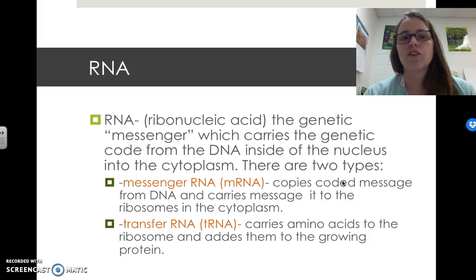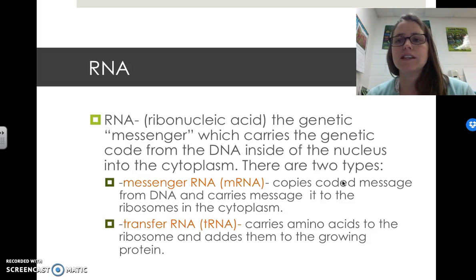RNA. So this is something you've probably heard of. I think I've mentioned it a couple of times. But RNA is called ribonucleic acid, unlike DNA, which is deoxyribonucleic acid. RNA is the genetic messenger. It carries the genetic code from the DNA inside of the nucleus into the cytoplasm. And there are two types.